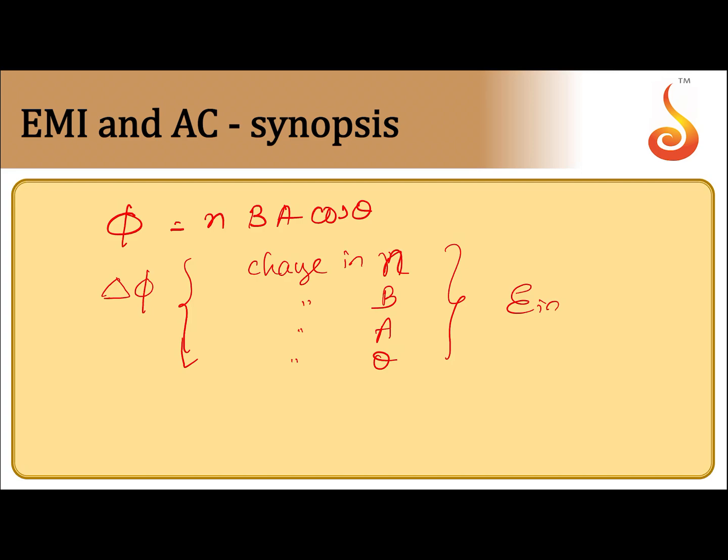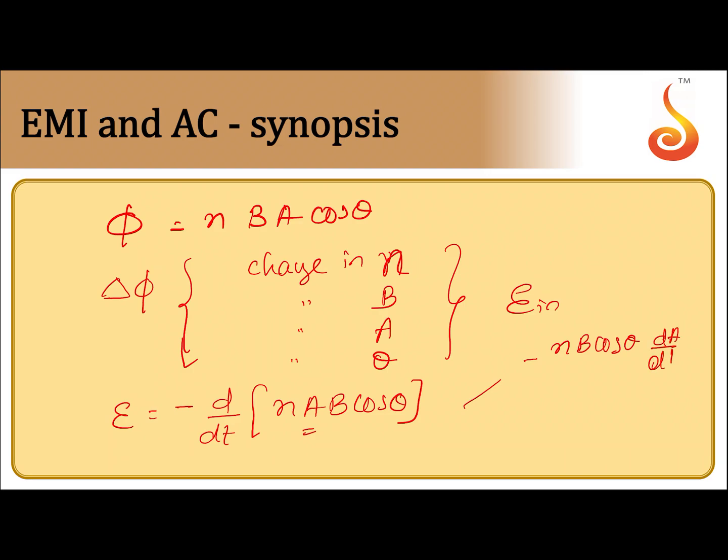So we may write E is equal to minus d by dt of flux. Flux is given by NAB cos theta. Suppose area undergoes a change, then I need to write minus NB cos theta outside and I have to write dA by dt. Or if magnetic field undergoes a change, then I need to write NA cos theta into dB divided by dt, etc. So depending on the type of change taking place, the equation gets modified.